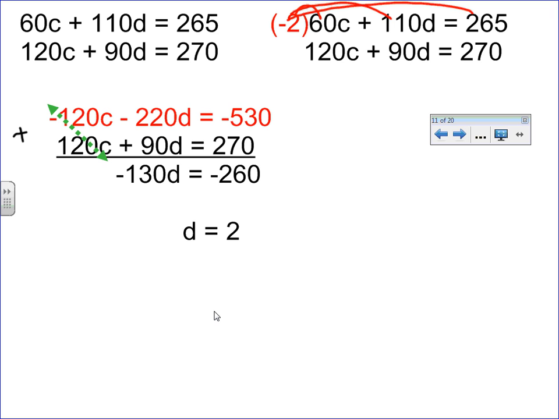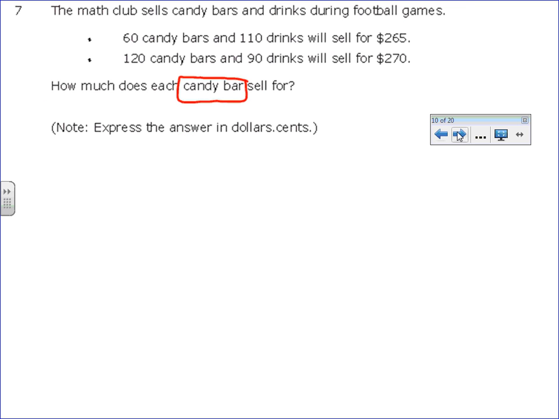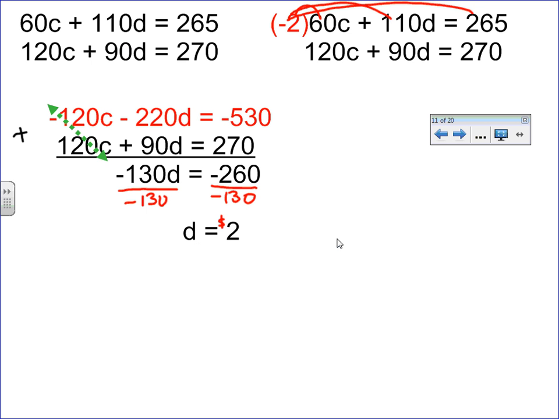If I divide both sides by -130, I get D equals 2. So that's how much drinks cost. So what the question asks, how much does a candy bar sell for? So I have to plug this back in to find the candy. You can plug it into the first equation or the second equation. I'm going to plug it into the first, but if you chose a different one, you should still get the same answer. Okay, so if I say 60 candy bars plus 110 drinks at $2 each equals 265. Well, that's 60C plus 220 equals 265.